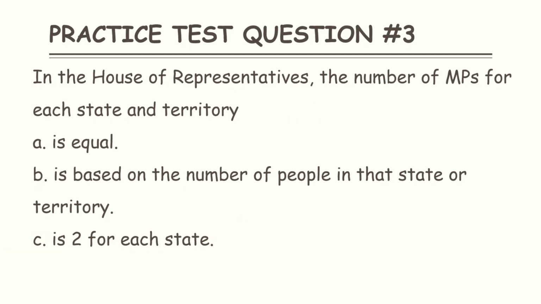Practice test question number 3. In the House of Representatives, the number of MPs for each state and territory, A, is equal, B, is based on the number of people in that state or territory, C, is 2 for each state.